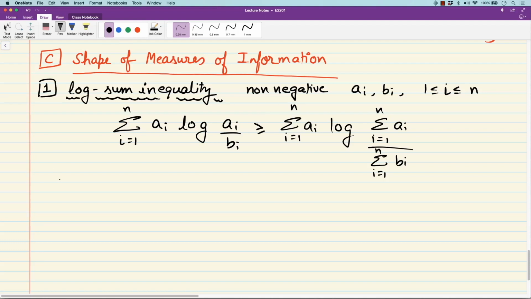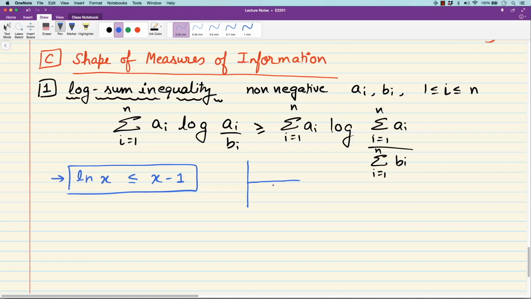The proof relies on a simple elementary fact that I'll note down here. This is about the natural logarithm, ln x. The fact that you want to use is that ln x is less than or equal to x minus 1. How do we show this? Well, this is something that you can plot and show. At least you can convince yourself by drawing these graphs. So this is what log x looks like.